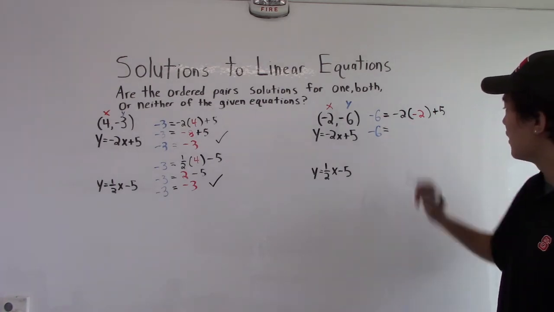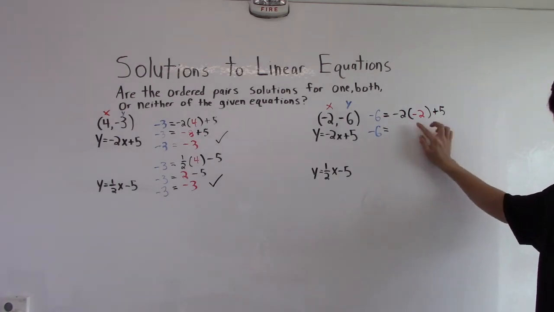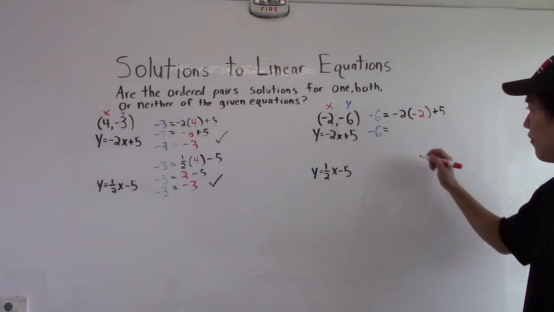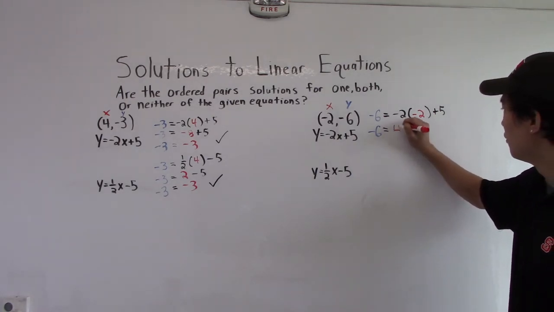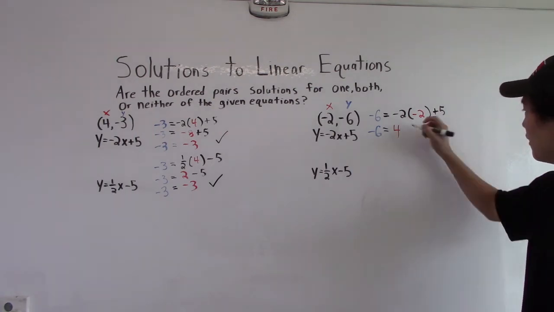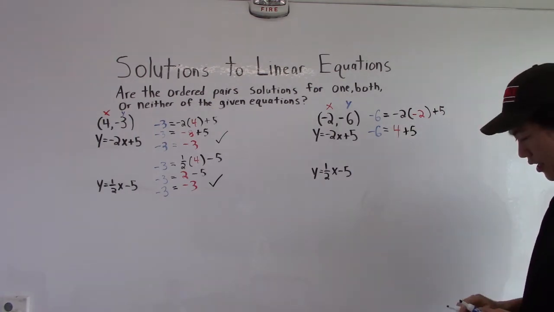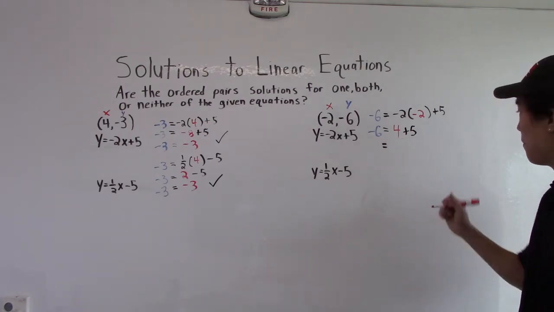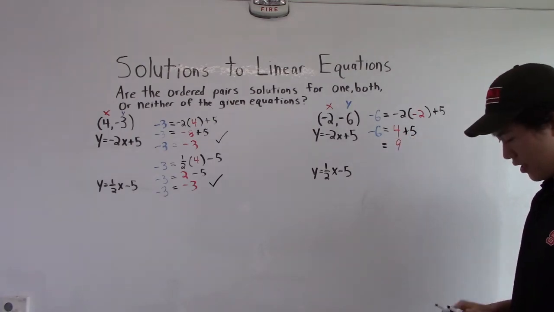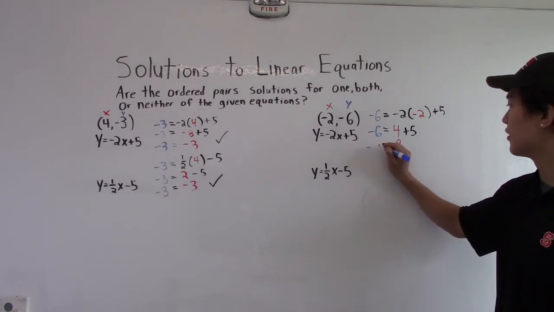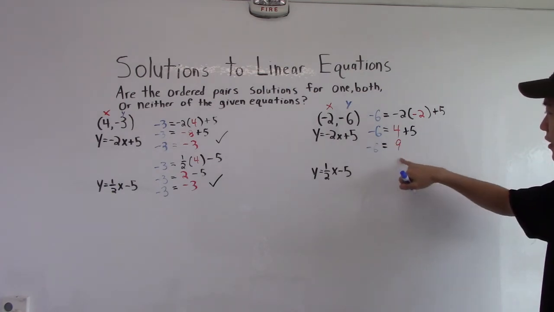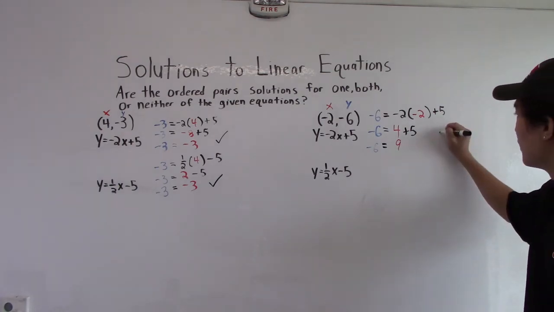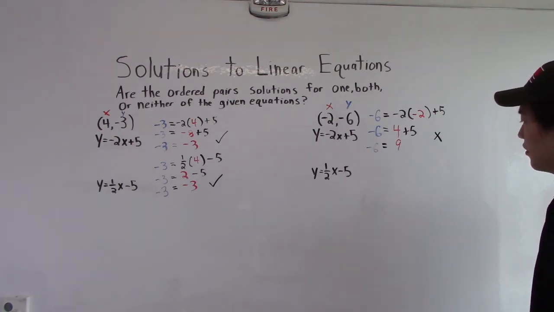And we have a -2 times -2, so negative times a negative will give us a positive, so therefore we will have a positive 4 plus 5. And 4 plus 5, that will give us 9. And we see that the -6 carries over down, and -6 is not equal to 9. Therefore, this is not a solution right here.